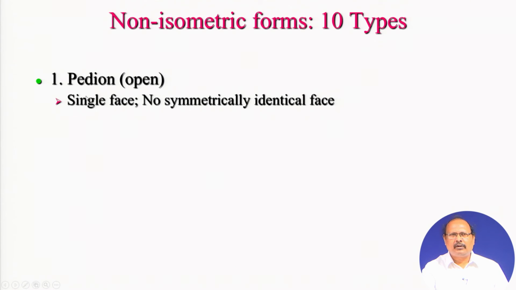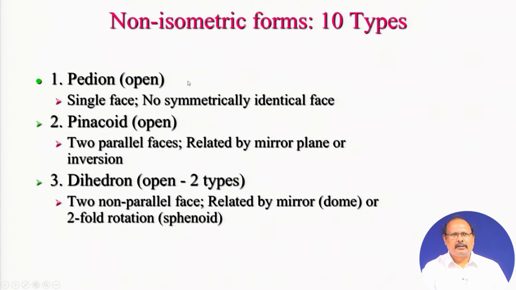The first one is called pedion. This is a single face and there is no symmetrically identical face. This is essentially in the triclinic crystal system, where the crystal class or point group of symmetry is 1. Now, the second one is called pinacoid. This is also an open form. There are 2 parallel faces, and they can be related to each other by a mirror plane or by inversion. When you have an inversion, this is bar 1 that we see in the triclinic crystal system, and when you have mirror planes, that will be in the monoclinic crystal system.